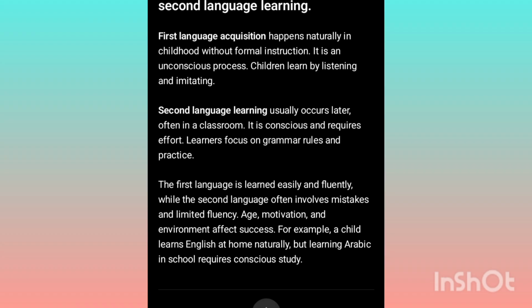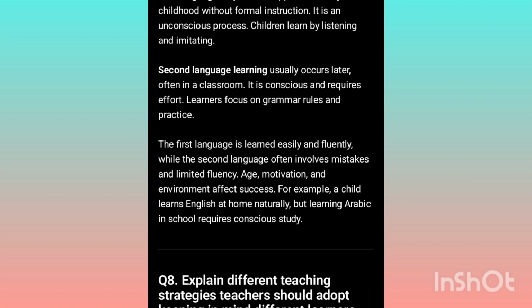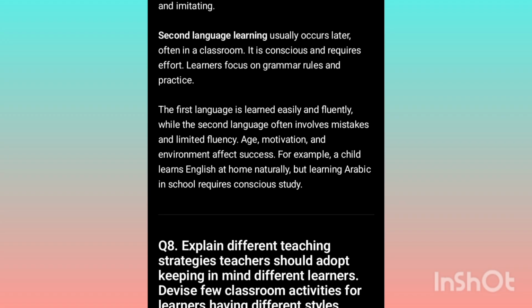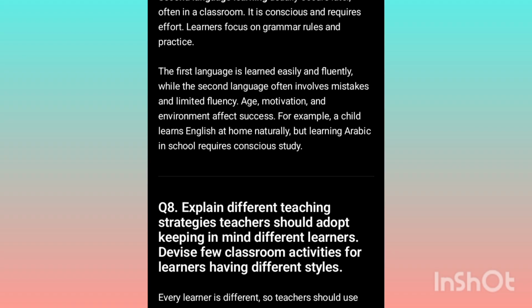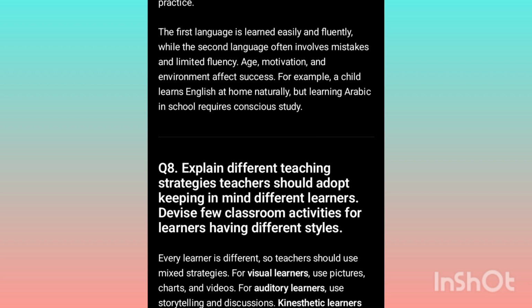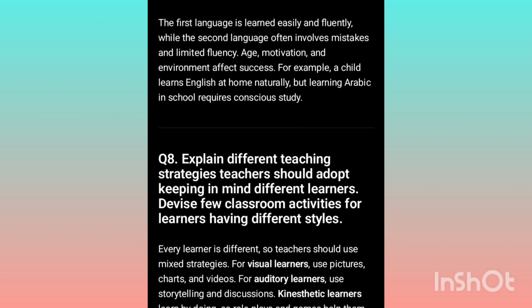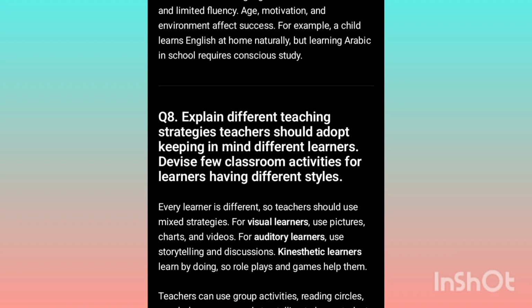Second language learning usually occurs later, often in a classroom. It is conscious and requires effort. Learners focus on grammar rules and practice. The first language is learned easily and fluently, while the second language often involves mistakes and limited fluency. Age, motivation, and environment affect success. For example, a child learns English at home naturally, but learning Arabic in school requires conscious study.